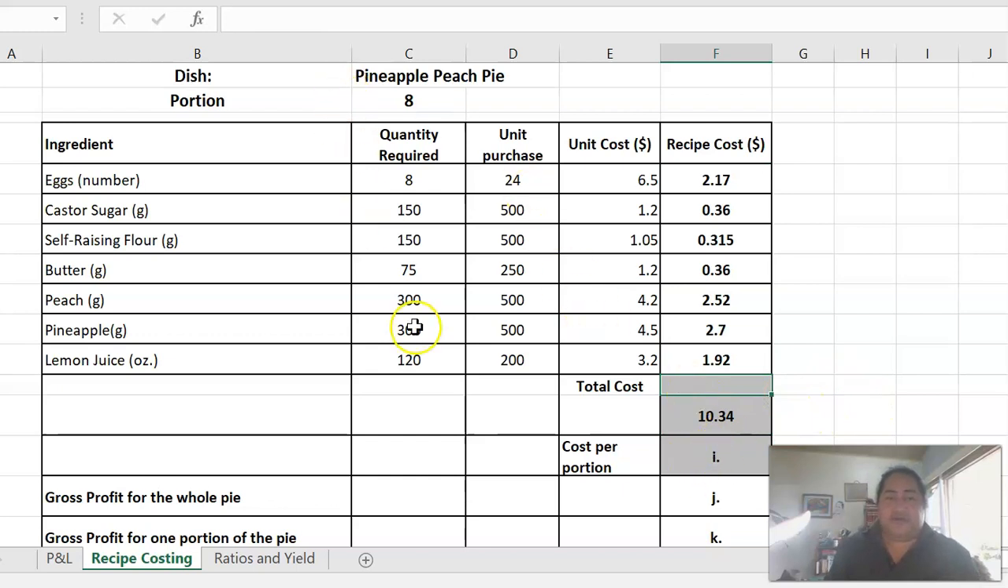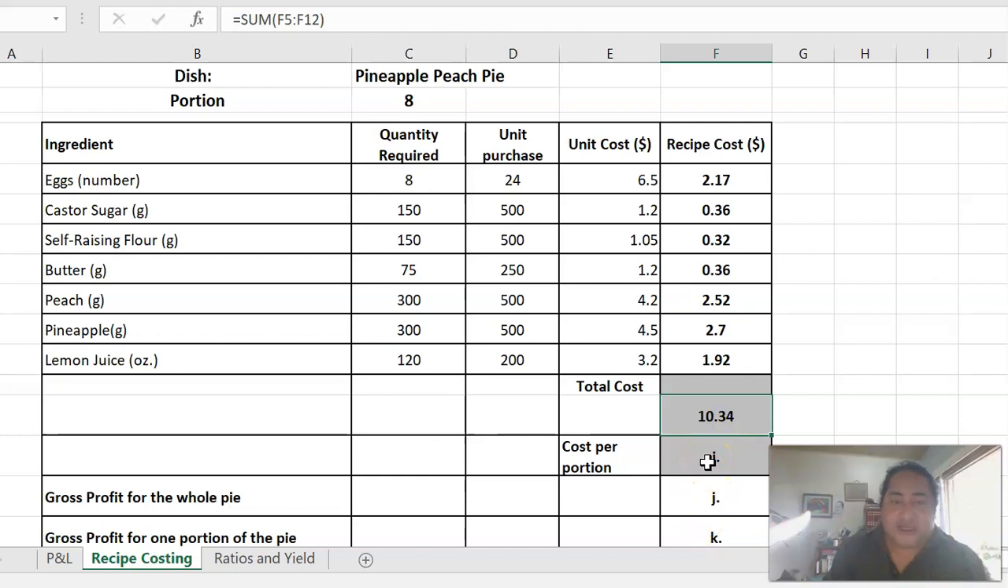So your total cost of doing that pineapple peach pie is $10.34. You're adding all this, but I've just given you the formula for each. So for each ingredient, you have to work out the formula. That's 3 decimal points; you reduce it to 2 so that it becomes 32 cents. Okay, so $10.34 is your total cost.